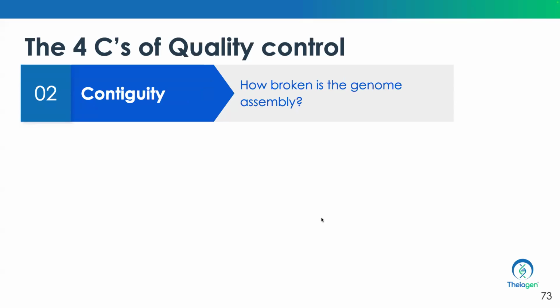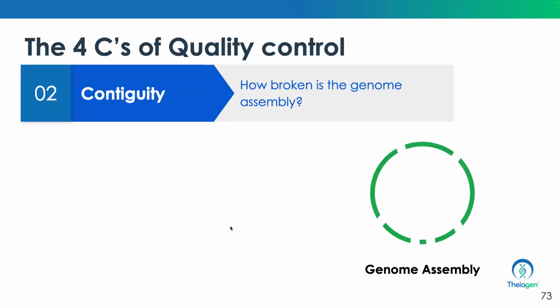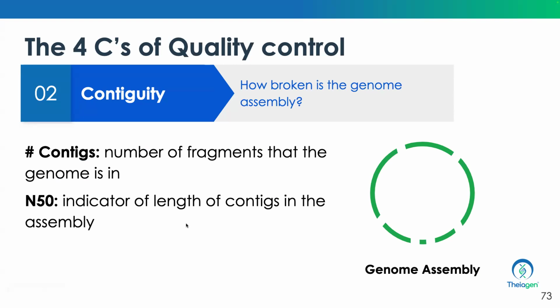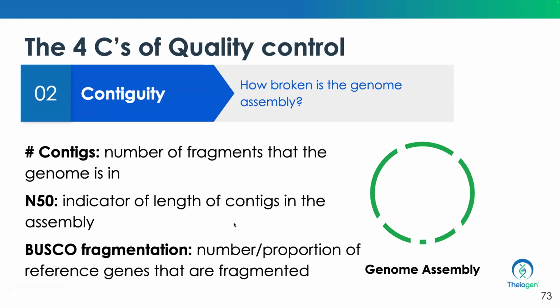The second C is contiguity. So how broken is your genome? So here, this is not just the length. You might have an assembly that is quite close to what you expect, but then there are so many contigs, it's quite broken. And the metrics that you're looking at here is the number of contigs, which should be as few as possible. Looking at the N50, should be as high as possible. And also the fragmentation score. You remember we had the C and the F. So this is the number of genes that are identified to be fragmented. So this should also be as low as possible.